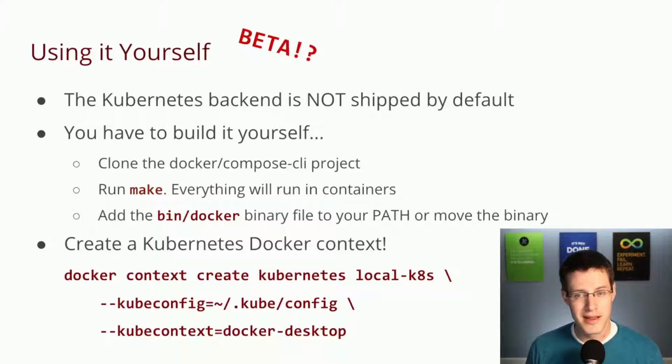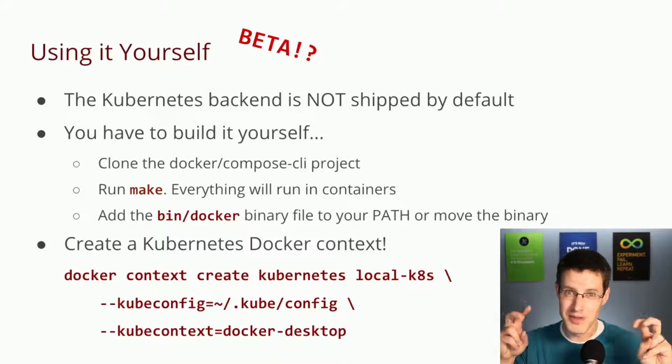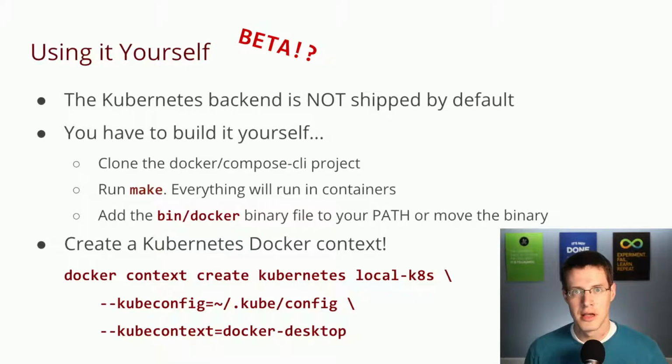Now, Kubernetes is an experimental backend, and I say that because the code does exist in the Git repo, but it's not built and shipped with Docker Desktop. You actually have to go and build it yourself. Fortunately, it's not too hard to do. If you want to experiment with it, just clone the Compose CLI project and run make, and it will do the entire build using containers. By the end of the build, you'll have a bin directory that has a Docker binary, and then you just add that to your path or move the binary somewhere onto your path. At that point, you're able to create a Kubernetes context and get up and going.